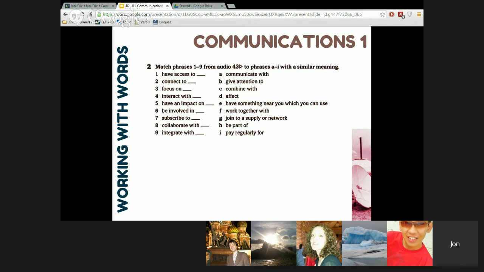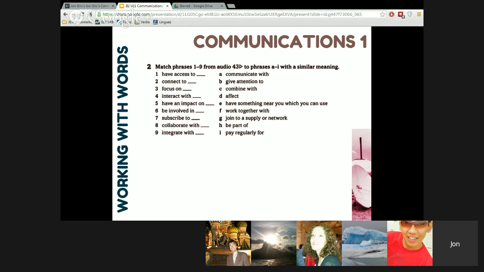Integrated with. It's a synonym of combine with. It's the only one that fits. Not a great definition, but that's it. So we have to go back to 1 and 2.